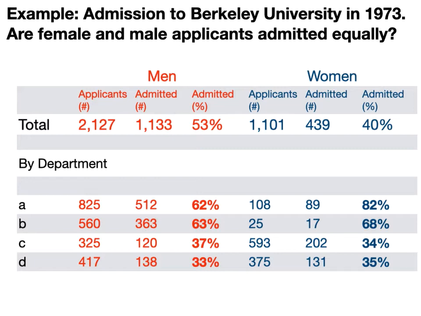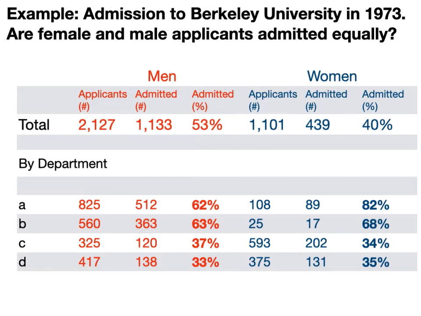And if you look closely, what you see, if you look at Department A, is that 82% of women were admitted, and yet only 62% of male applicants were admitted. And if you look at Department B, 68% of female applicants were admitted, 63% of men. And for Department C, a slight favor for men. We've got 37% of the male applicants admitted, 34% of women. And for Department D, again, we have a slight bias in favor of women. 35% of the women applicants were admitted, 33% of the men.